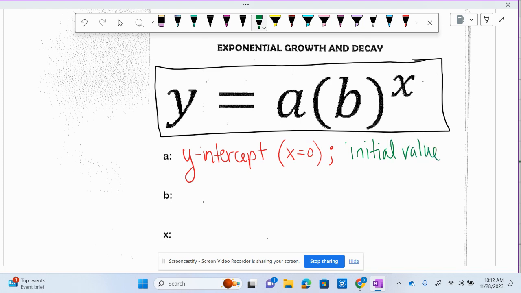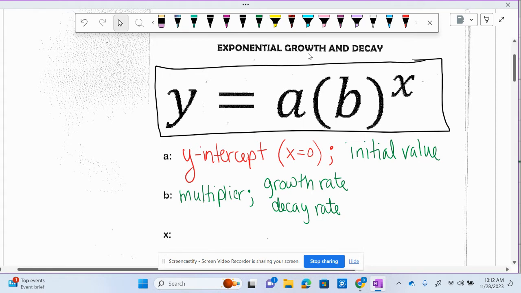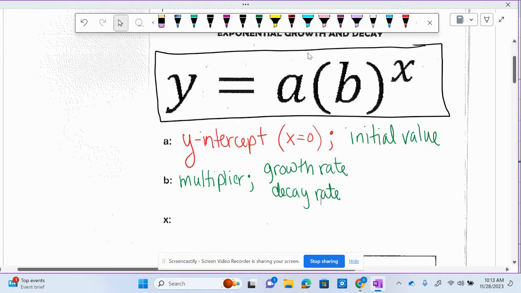Okay. Let's talk about B. Yeah, it's the multiplier when we're looking at a table of values. And it could also be called your growth rate or your decay rate. Okay. We know that growth happens when B is greater than what? When B is greater than 1.